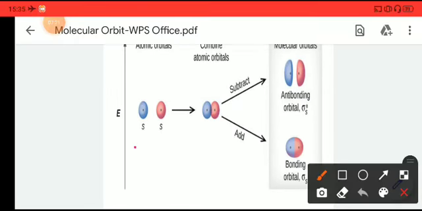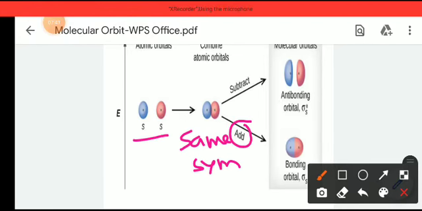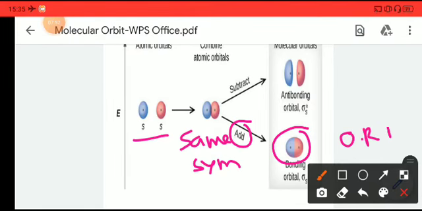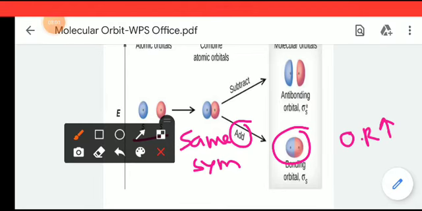Here we can see there are two defined atomic orbitals. If the atomic orbitals have the same symmetry, then what happens? They are added to one another. As the atomic orbitals are added, the overlap region gets increased. That is why it is called constructive overlap, and the molecular orbital we get from here is called bonding.